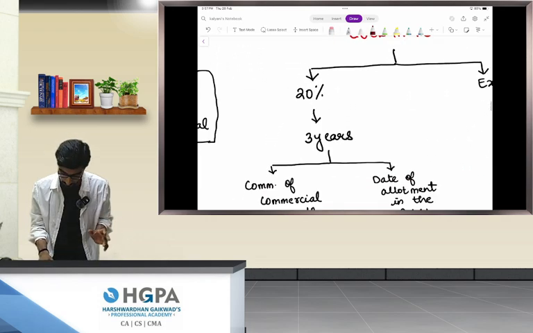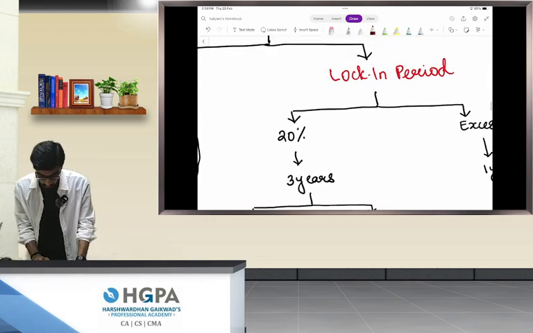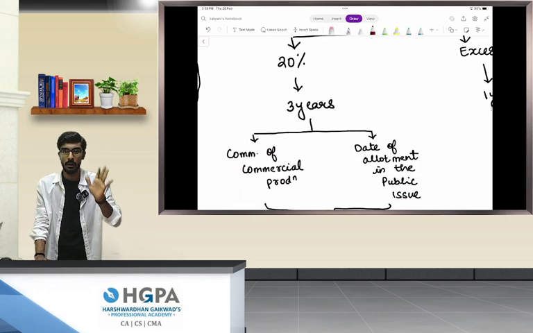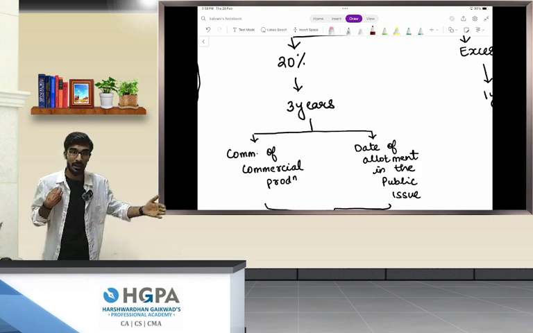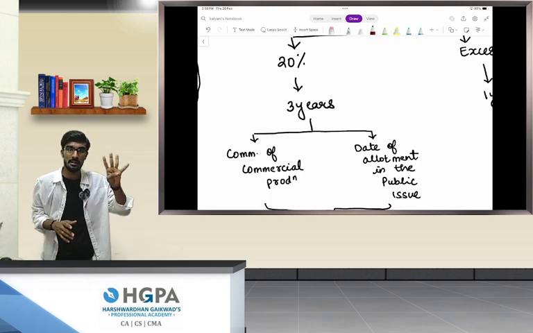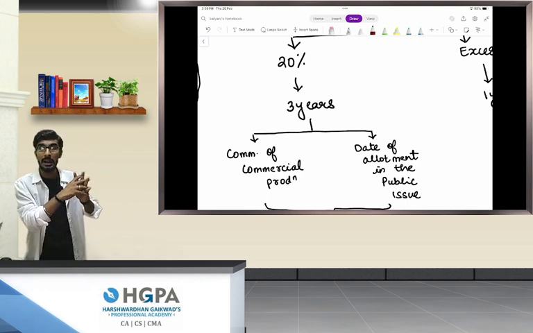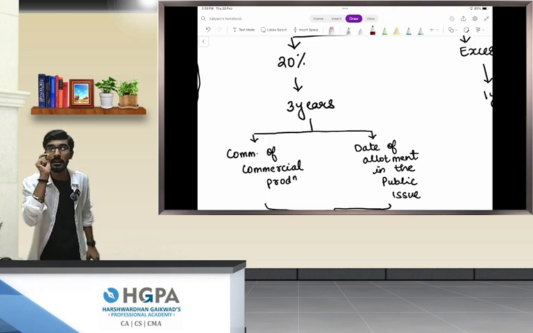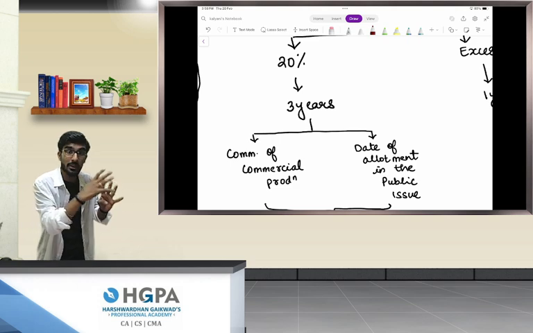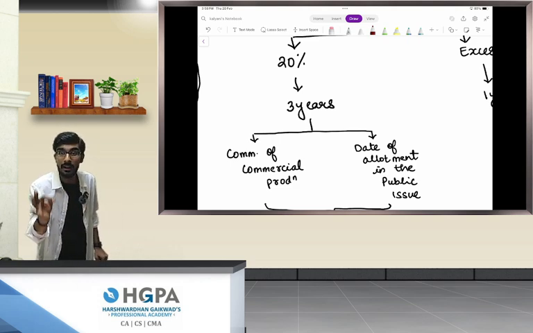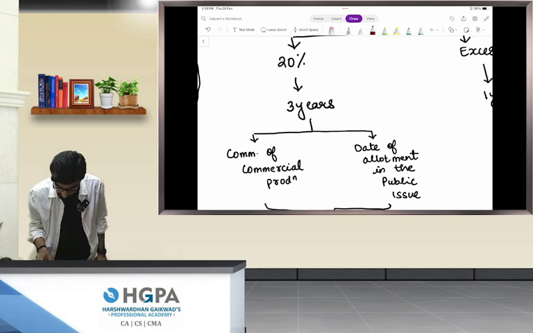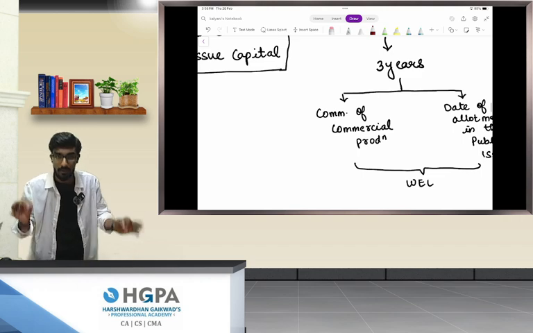Let's find out. The lock-in period is 20% for 3 years. Okay, so the promoter has contributed an additional 20 CR in the company, so total 40 CR. Now this 40 CR he cannot touch until 3 years is completed. Promoters cannot touch the 40 CR until and unless the 3 years is completed. Now the 3 years is calculated from commencement of commercial production.